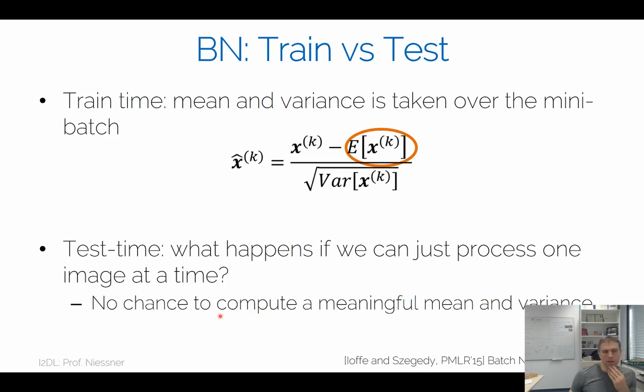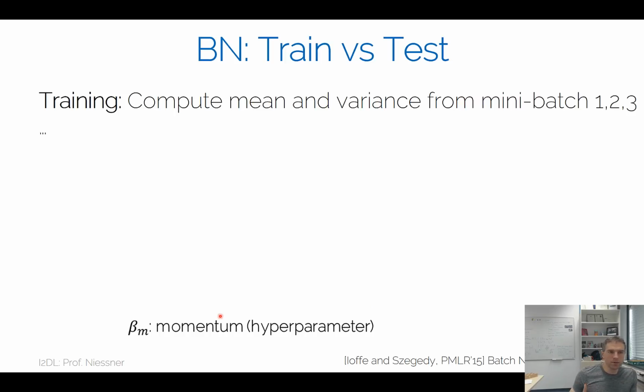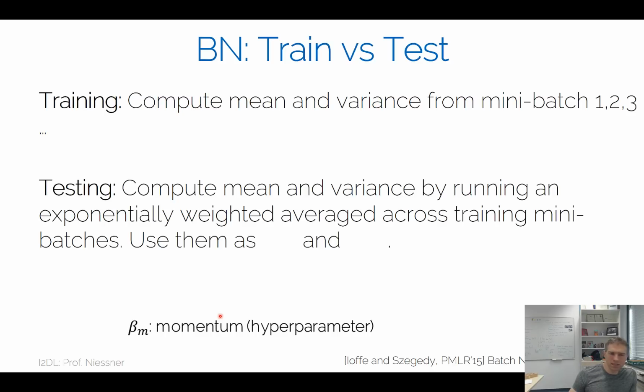And in practice, what people are doing there is the same trick people have used for the optimizers themselves. They're using momentum basically to figure that out. So you compute a mean and a variance from a mini batch during training. And then during testing, you compute the mean and the variance by running an exponentially weighted average across the mini batches throughout training. And then you have these two hyperparameters, the variance and the mean. And that one you just use for the testing afterwards.